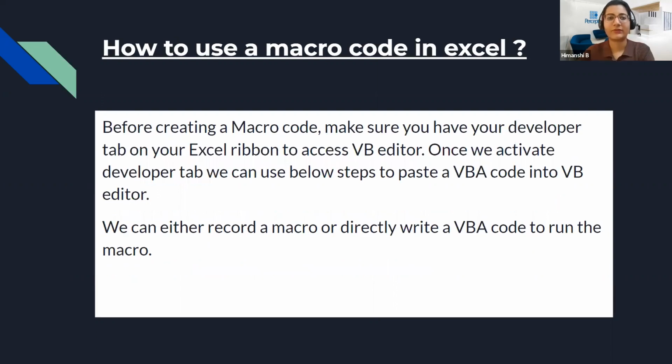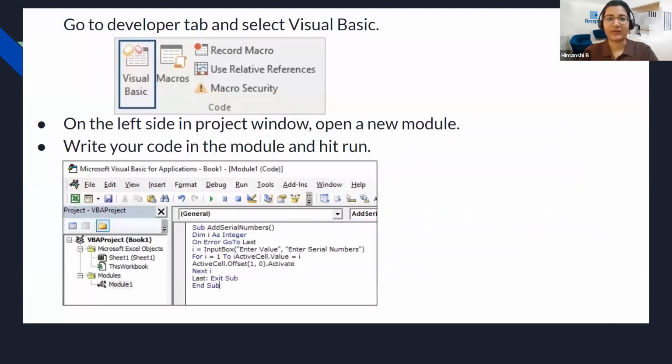So for using a macro code, we can have two approaches. First, we can go to the Developer tab, then go to the Visual Basic button, and this sort of window will appear. Here we can create a module, and then start writing our code. So this is one way of running a macro code.